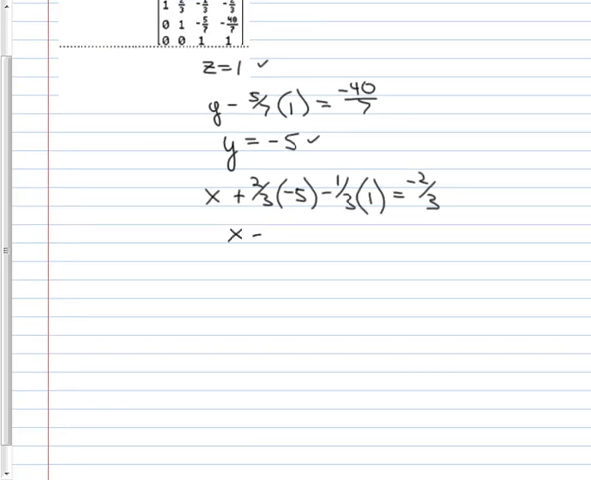I have x minus 10/3 minus 1/3 equals -2/3. X minus 11/3 equals -2/3. Add 11/3. Add 11 to -2. X equals... now we get 9/3, which is 3. So my answer is an ordered triple: x, then y, then z.